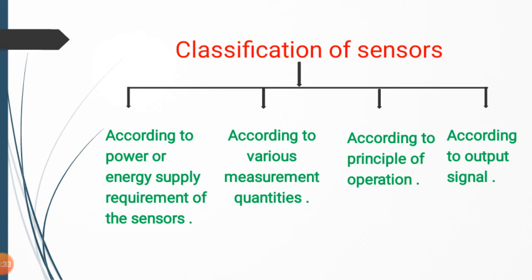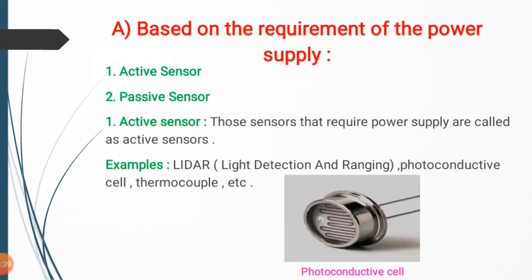Now let's see. First is according to power or energy supply requirement of the sensors, that is, based on the requirement of the power supply. Depending on whether the device operates on an external power supply or not, there are two types, active and passive. So first is the active sensor and second is the passive sensor.